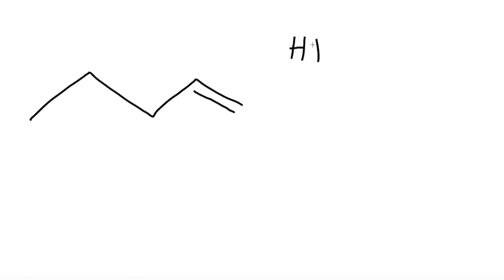Okay, let's do one more example. You had this structure, and it was combined with hydrogen and iodine. Okay, we know that iodine is way more electronegative than hydrogen, so that's why it gets a partially negative charge, and then hydrogen will get a partially positive charge.